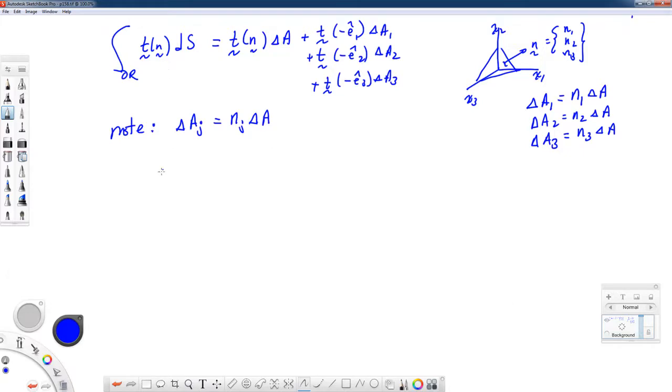So my integral of this traction term here, we can say that T as a function of n can all be written in terms of the area delta A. We can have a plus T as a function of minus e hat j, n j, times delta A.